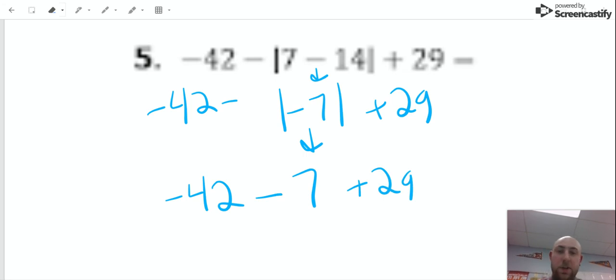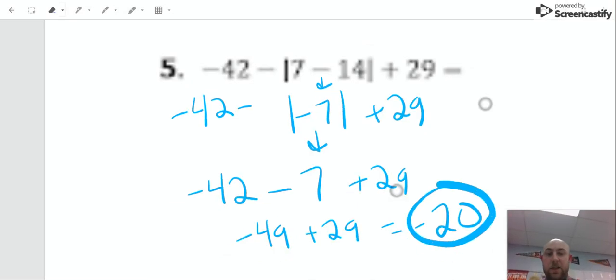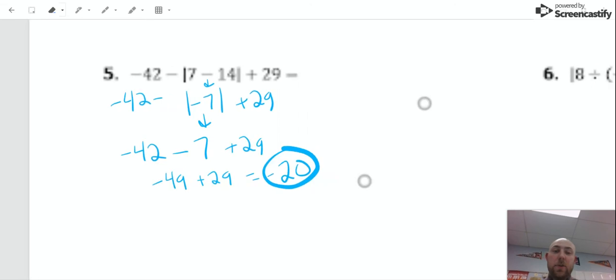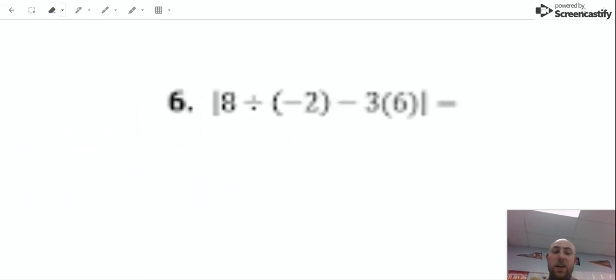And again, at this point, you can smash it into the calculator. I do it in baby steps, so negative 49 plus 29, which is going to leave me with negative 20 as my final answer. And again, you can show as much or as little work. Ideally, you will show some because you can't just smash the absolute value into the calculator.